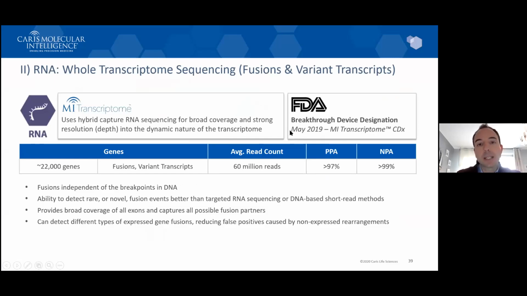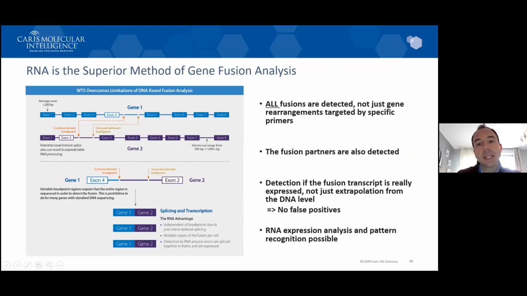So it's the RNA part. Why do you need RNA as well in order to find the maximum of clinically actionable targets in your cancer of unknown primary patients? There are technical reasons for it, and please bear with me. I will just take a minute here to explain why this is the case.